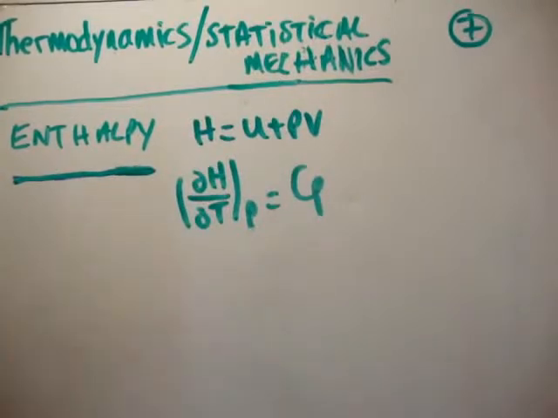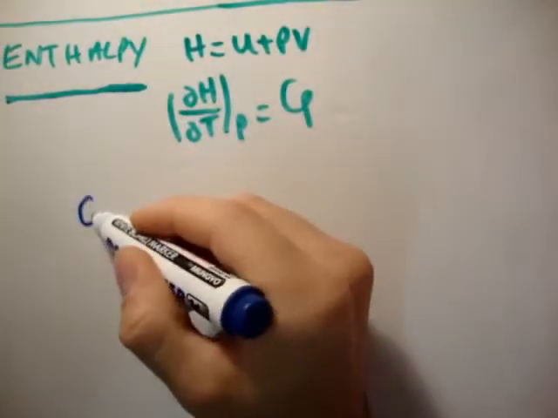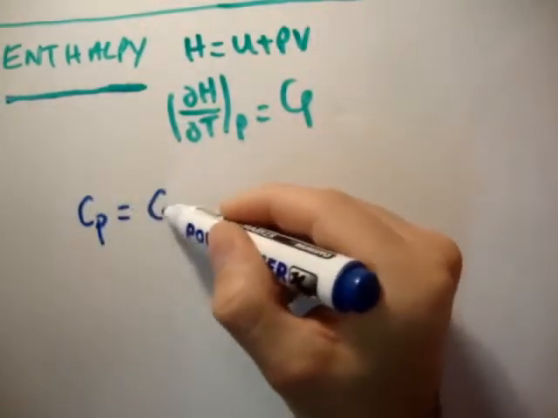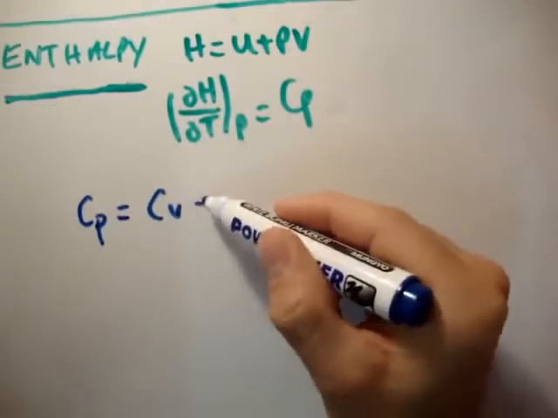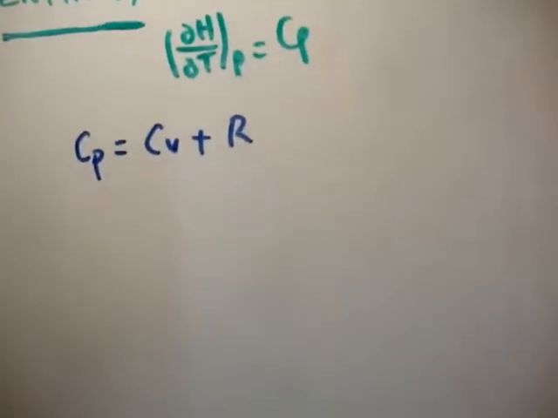So where am I going to start today? I'm going to start today by trying to understand why the heat capacity at constant pressure is greater than the heat capacity at constant volume by an amount, the molar gas constant, for 1 mole of gas. So where do we start? Well, we start with the definition of the heat capacity.